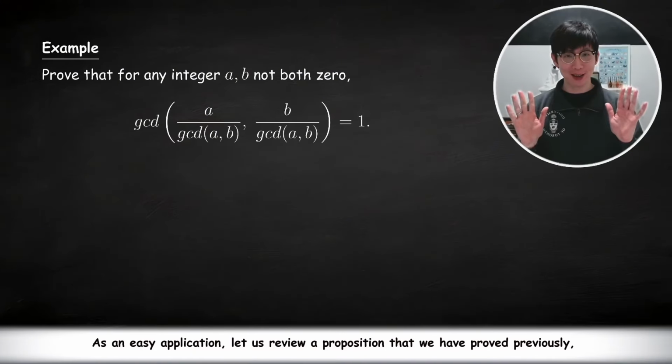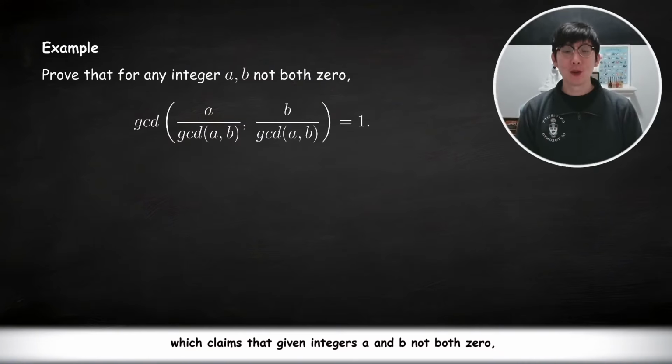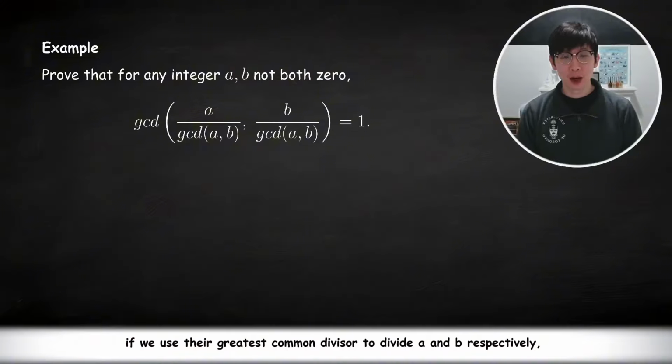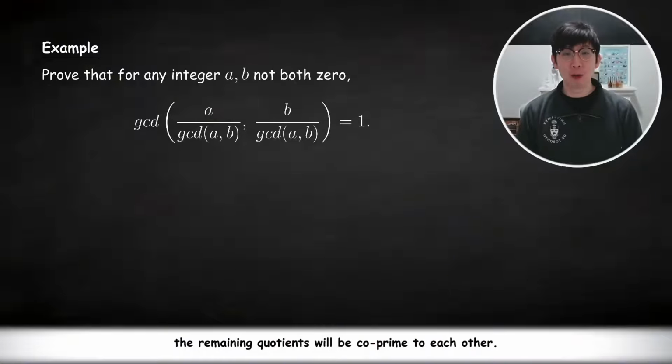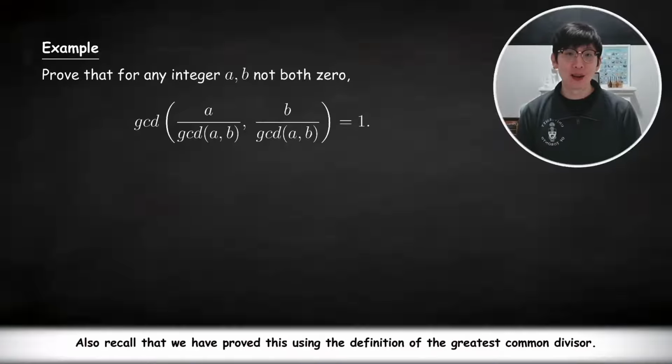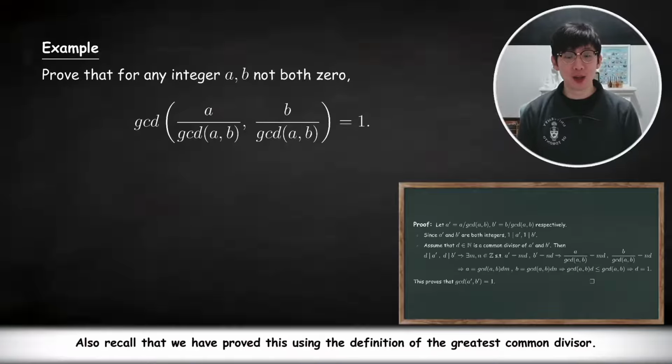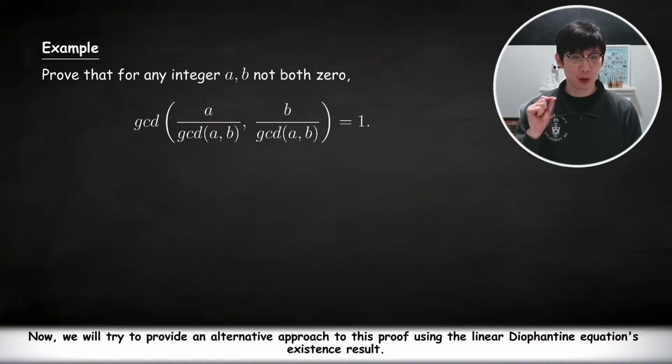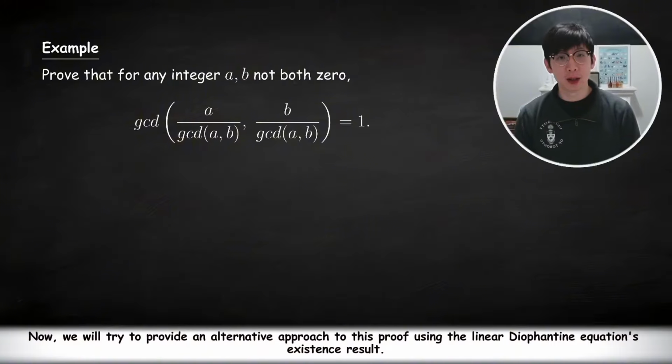As an easy application, let us review a proposition that we have proved previously, which claims that given integers a and b not both 0, if we use their greatest common divisor to divide a and b respectively, the remaining quotients will be co-prime to each other. And also recall that we have proved this using the definition of the greatest common divisor. Now, we will try to provide an alternative approach to this proof using the linear Diophantine equation's existence result.